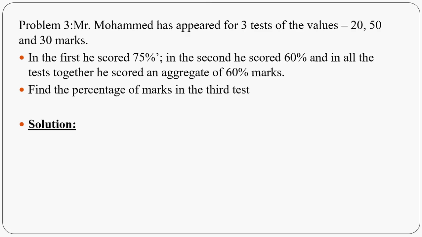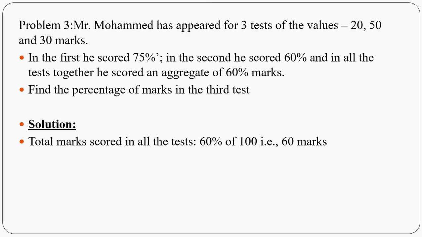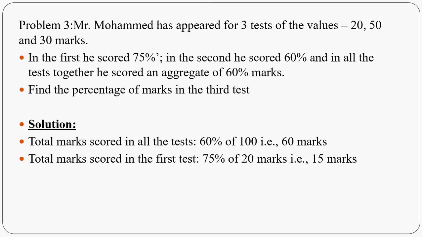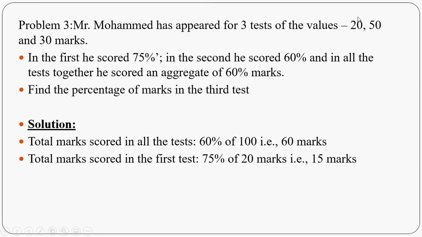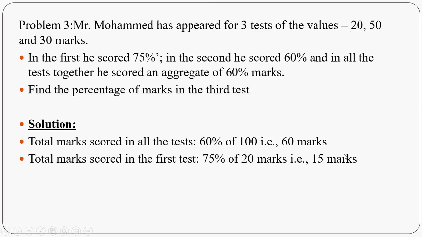Step number one, we need to calculate the total mark scored in all tests. As you can see in the first line, it is given first test 75, second he scored 60, all test aggregate is 60. So we need to take all test aggregate 60 of 100, which is equal to 60 marks. This is step number one. Step number two, total marks scored in first test, 75 percentage of 20. As you can see here in the problem, the first test is of 20 marks. So 75 percentage out of 20, you will get 15 marks.